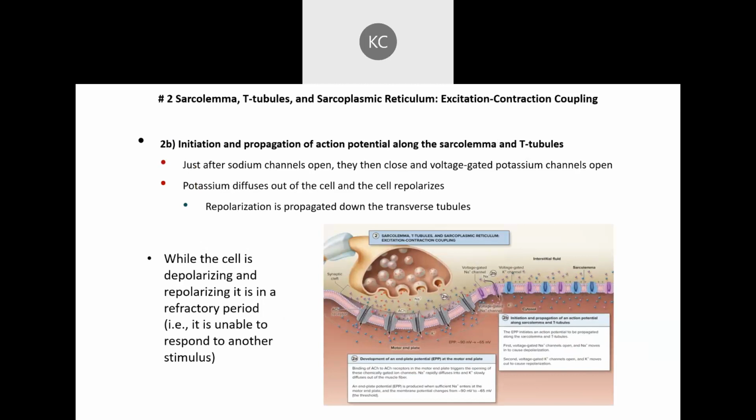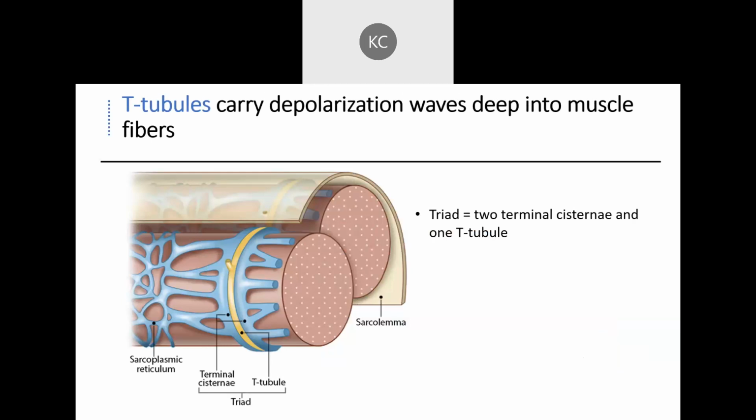Okay, so we take this end plate potential, and then we have this action potential, and it's traveling along the sarcolemma here, right? So we said earlier that there are areas where the sarcolemma begins to extend and invaginate into the interior of the cell, and these are called T-tubules, right? So these T-tubules make up something called the muscle triad, or a triad in our muscle fiber. And triad is referring to three of something.